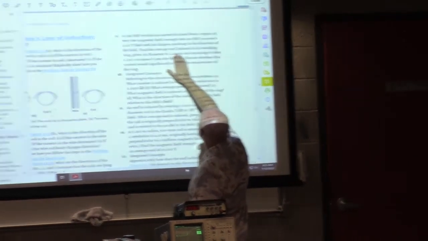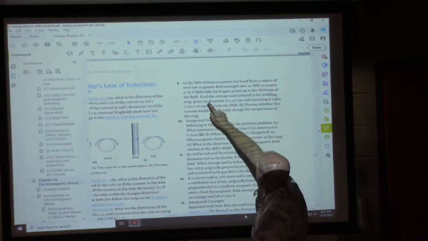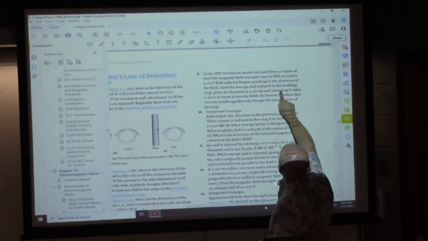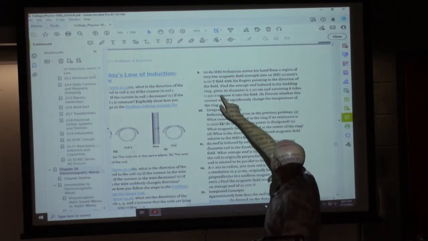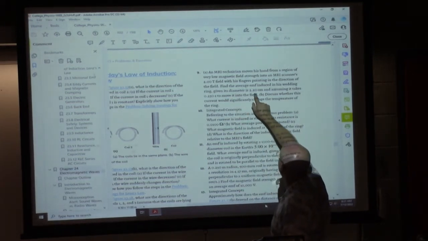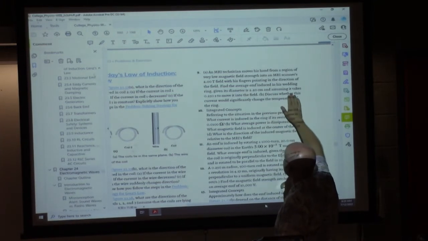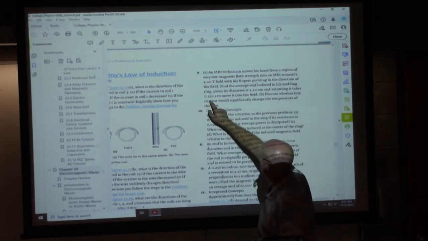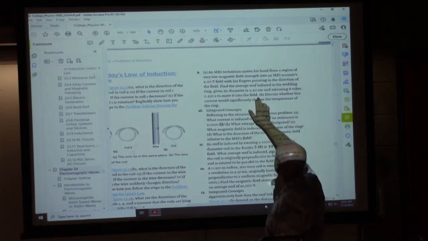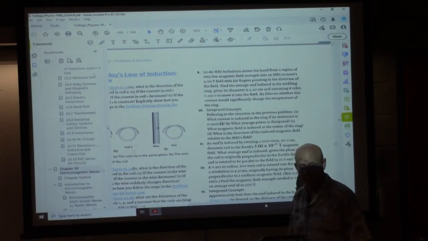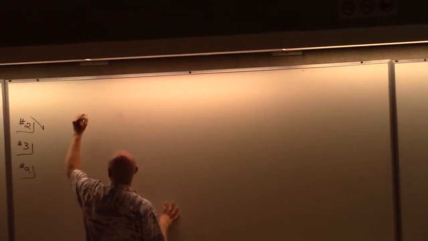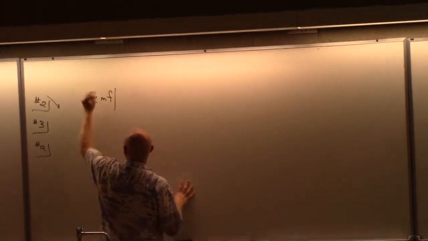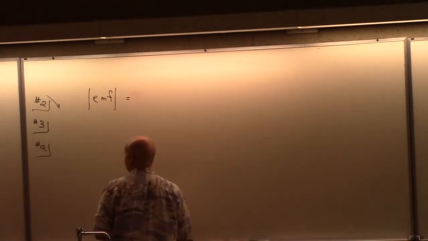If the average EMF, find the average EMF induced in his wedding ring, given that the diameter is 2.2 centimeters, and assuming it takes a quarter of a second to move into the field. All right, so now we can actually do some numbers. And so let me calculate the magnitude of the EMF.